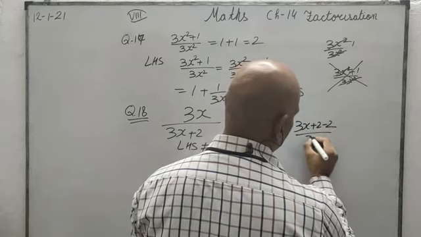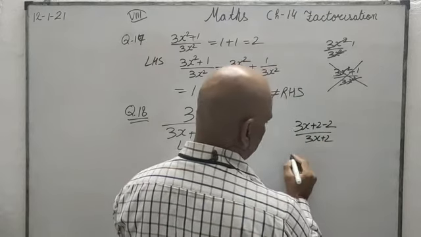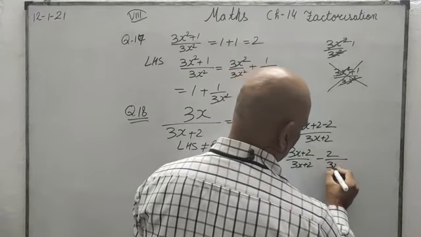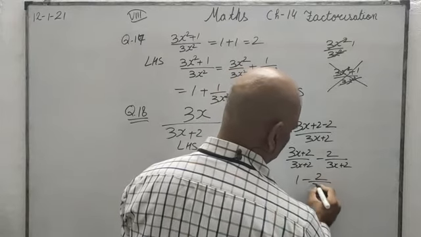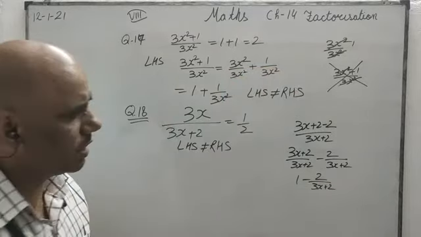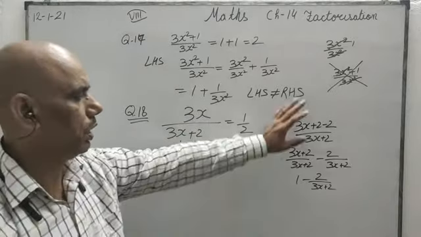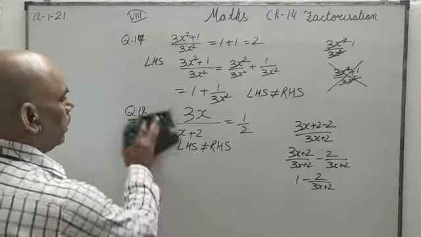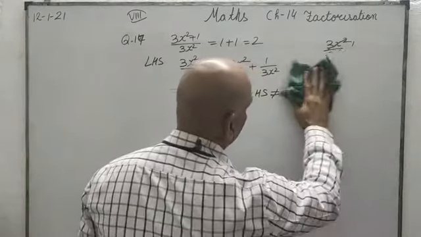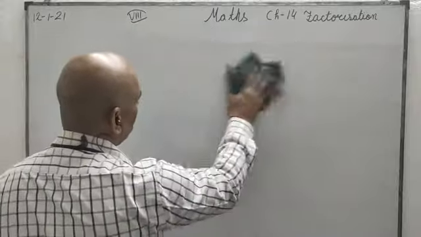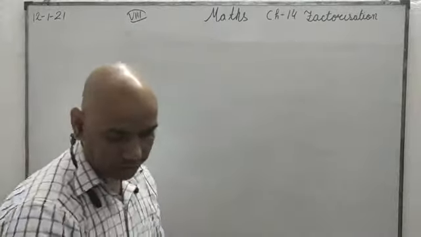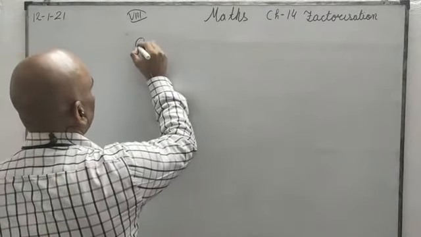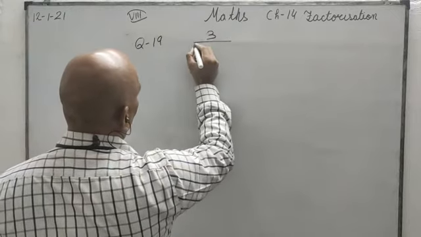+2 -2 कर दें, कैसे 3x + 2 -2, और फिर 3x + 2 को 3x + 2 के नीचे और -2 को 3x + 2 के नीचे, 1 - 2 upon 3x + 2. So that hasn't been taught to you, इतना सब कुछ आपको है नहीं, तो ये आपको करना नहीं है. This is going to remain like this only, ऐसे ही रहना है ये. Okay, so this left hand side and right hand side is not equal, because we cannot cancel those 3x, so it will remain like this only.